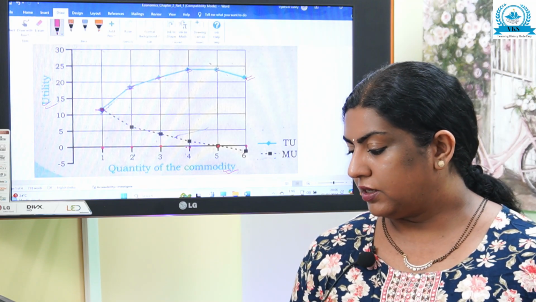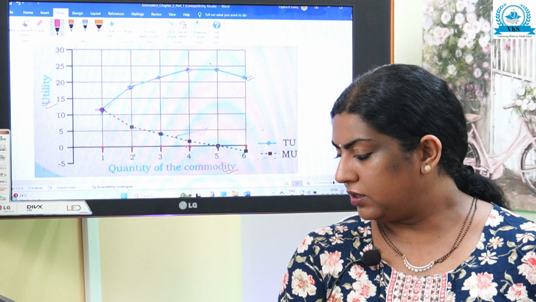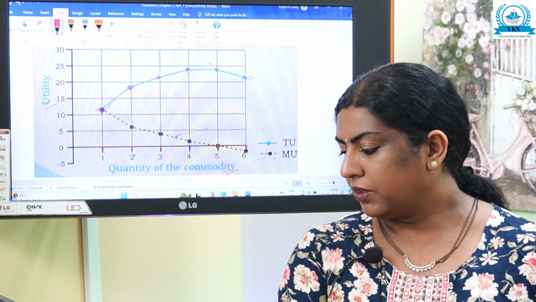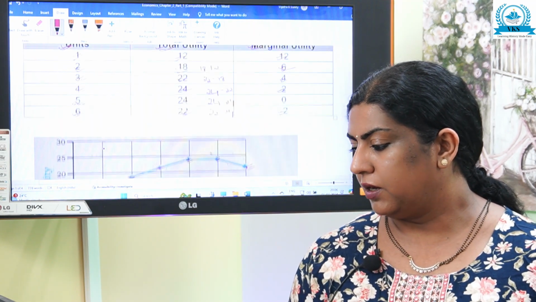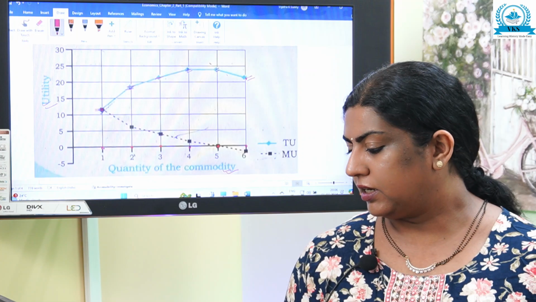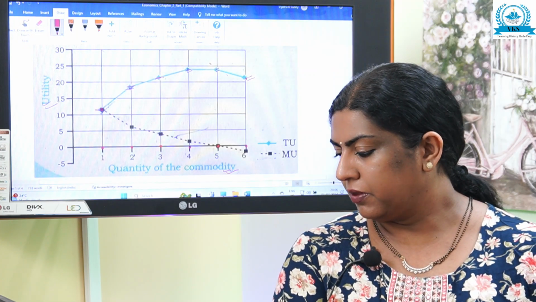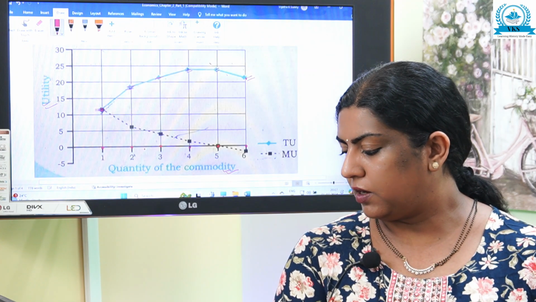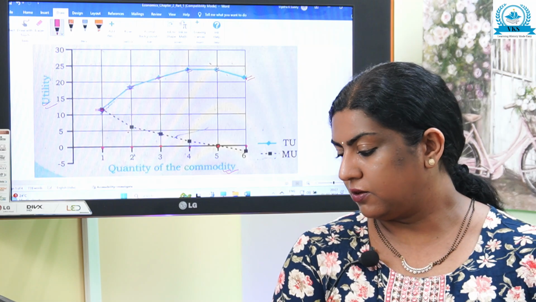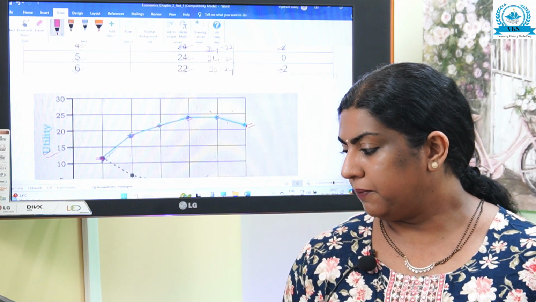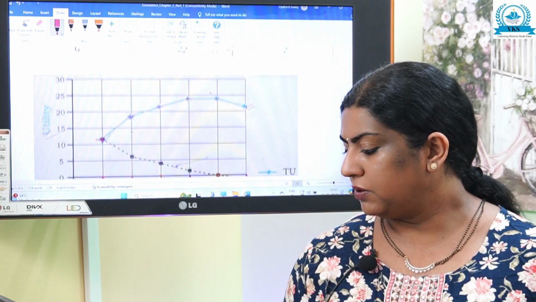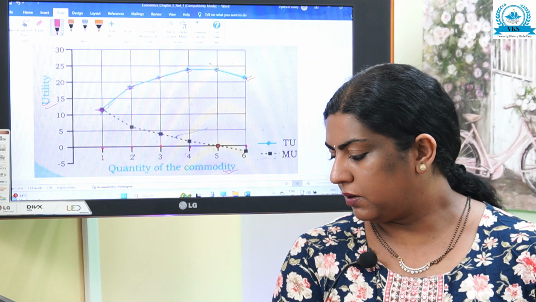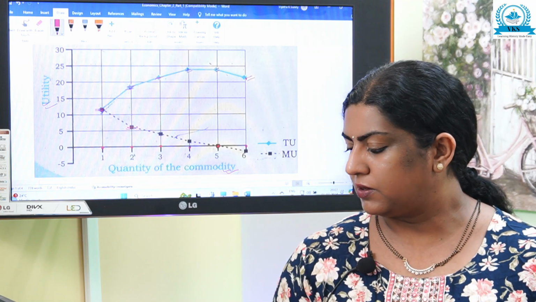And if you see the marginal utility, when the first banana is consumed, the marginal utility here is 12. First banana marginal utility is 12. When the second banana is consumed, the marginal utility comes down to 6.